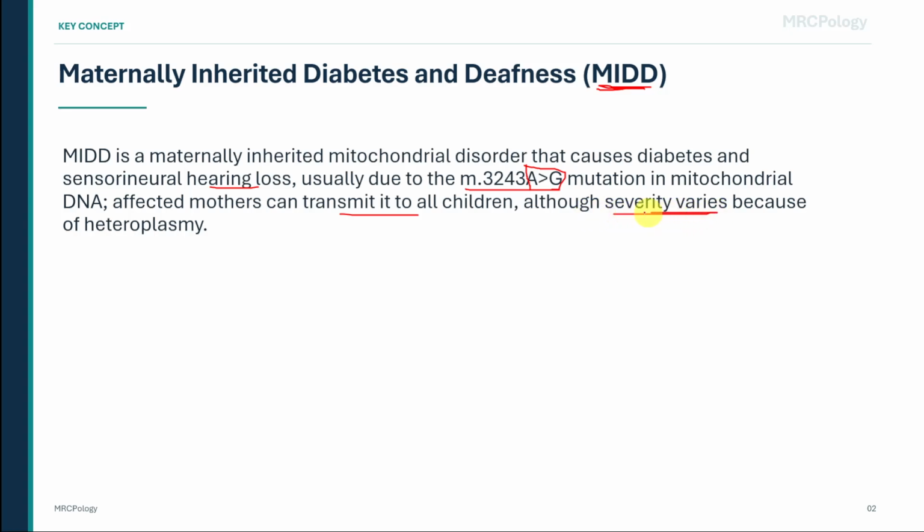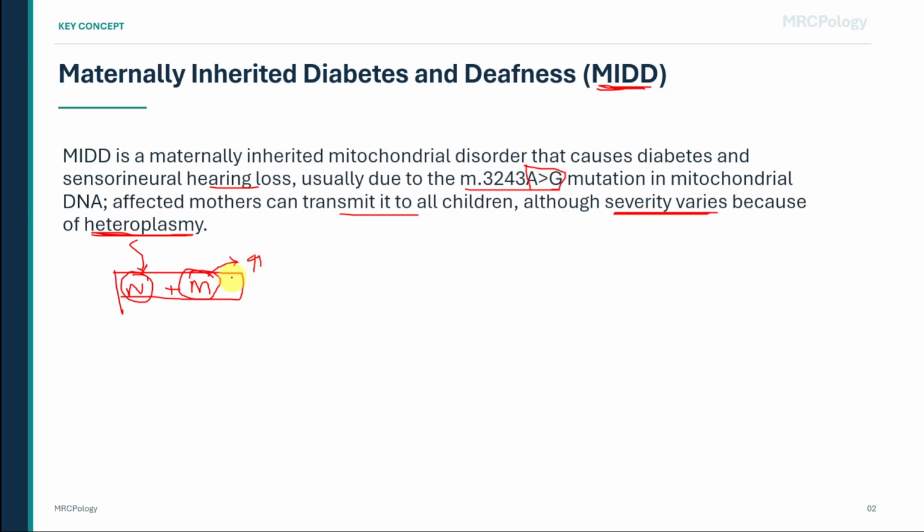This variation is explained by heteroplasmy. Heteroplasmy means that each cell contains a mixture of normal mitochondrial DNA and mutated mitochondrial DNA. Different tissues and different individuals within the same family may carry different proportions of the mutation. Disease develops when the proportion of abnormal mitochondria exceeds the functional threshold of a particular tissue. This is known as the threshold effect.